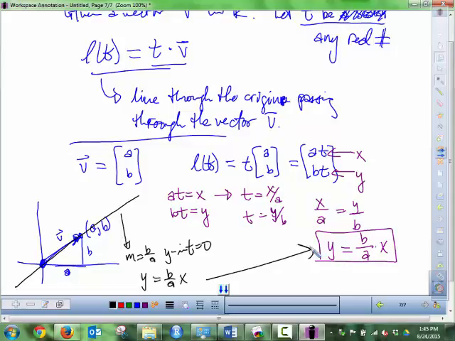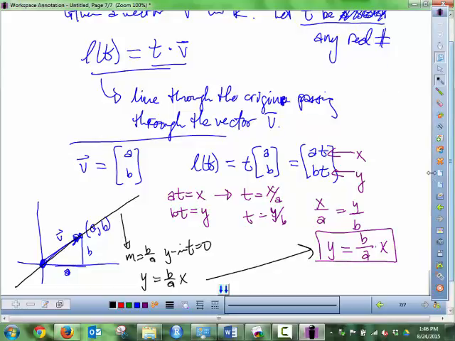Okay, so this is a line. This is one way to take a look at a line. So t times a vector is going to be a line passing through the origin. All right? Remember that.